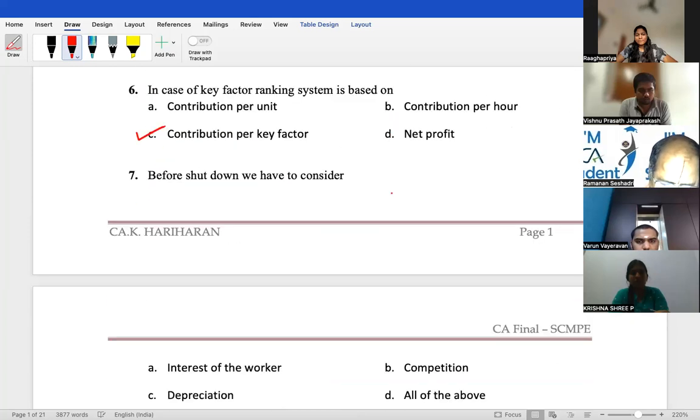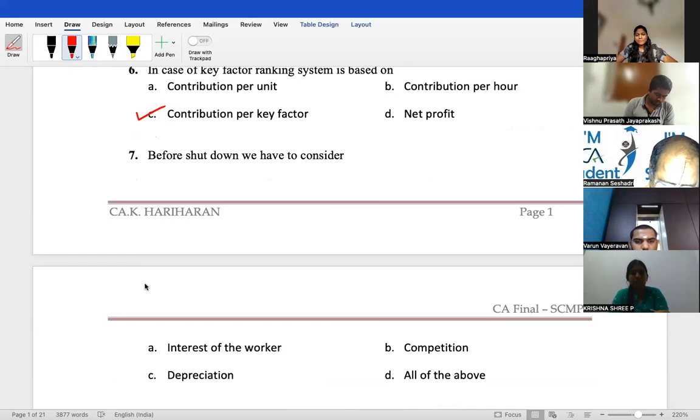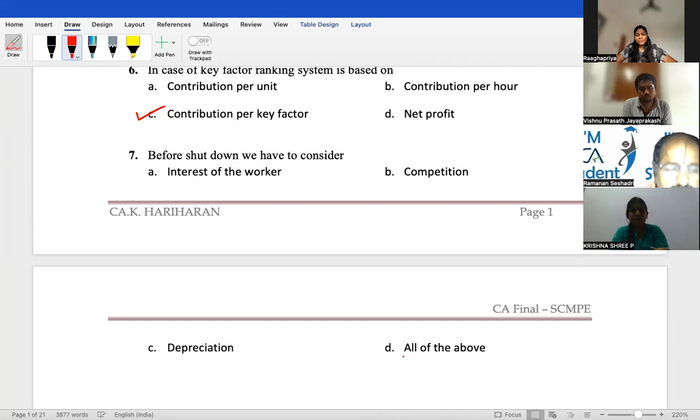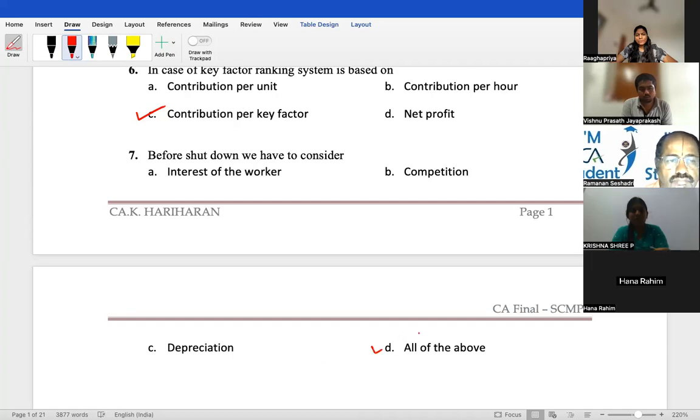Next. Seventh one. Before shutdown, we have to consider A, interest of the worker. B, competition. C, depreciation. D, all of the above. All of the above.